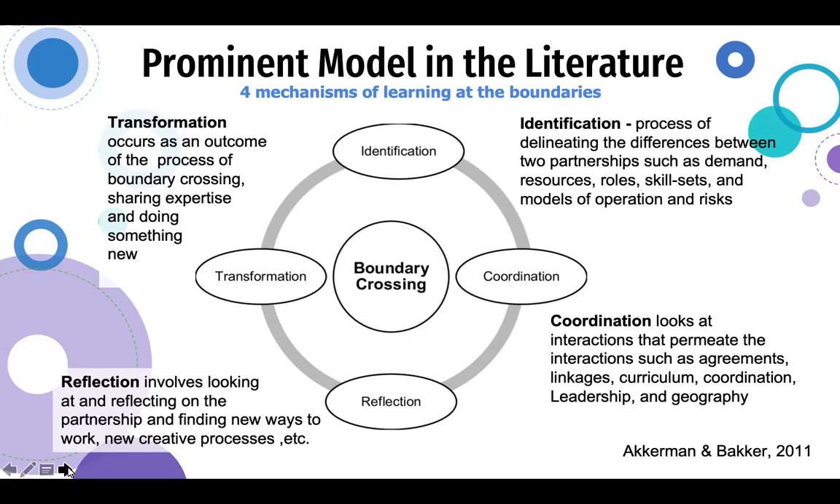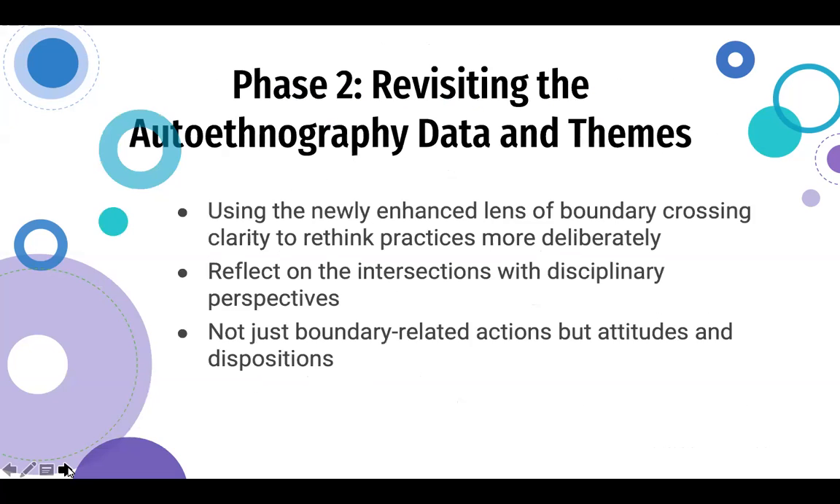This model aligns well with my autoethnography process that focuses on identity, reflexivity, transformation, and discussing my interactions and relationships with faculty. In phase 2, I revisited my autoethnographic writing, now using the lens of boundary crossing and transdisciplinary themes that I learned about while I was doing the literature review.